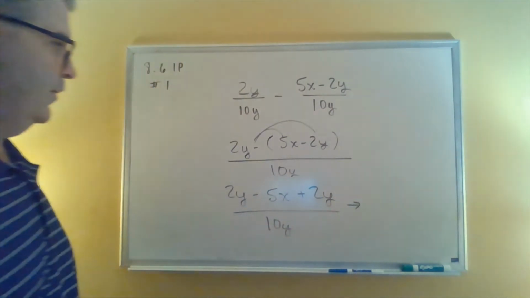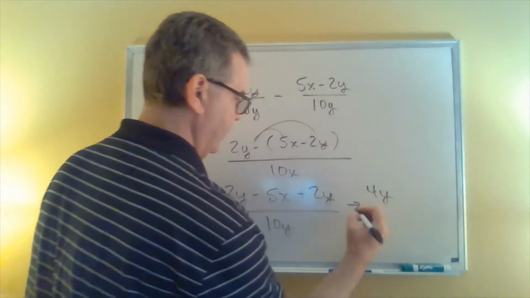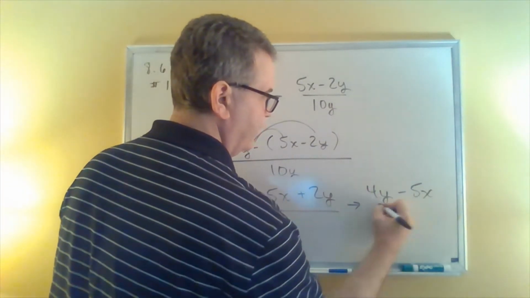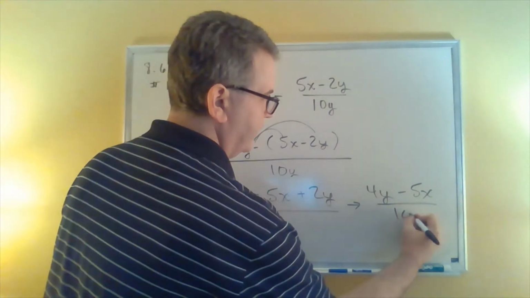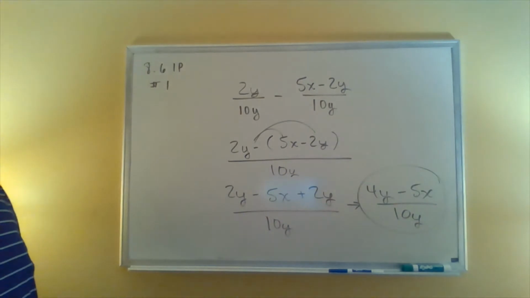So when we combine our like terms, 2y and 2y is going to be 4y minus 5x all over 10y. And that is our answer to number 1.